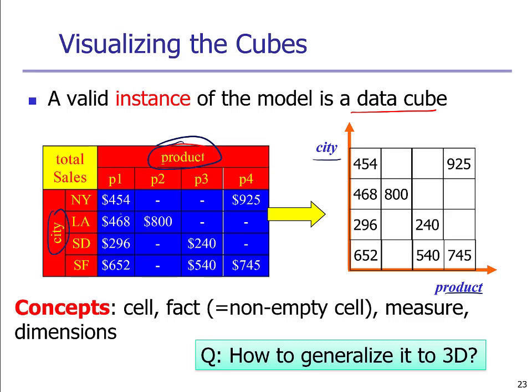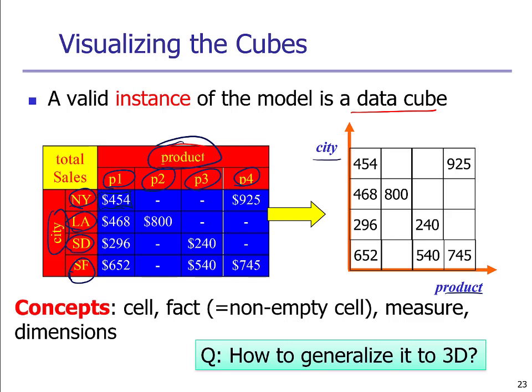Then, as you can see, this dimension represents the product. There are 4 types of products: P1, P2, P3, and P4. And for the location, we have 4 different locations. They are the cities. The example is from the textbook, which is in America, so it should be New York, LA, and so on. So what does this cell mean? This cell, 454, means the total sales of product P1 in New York City is 454.